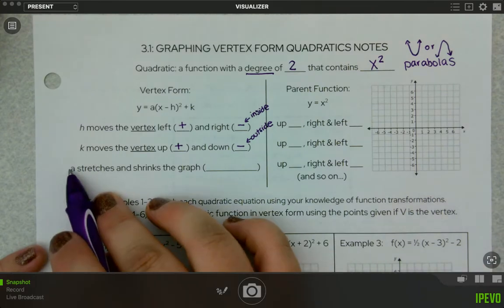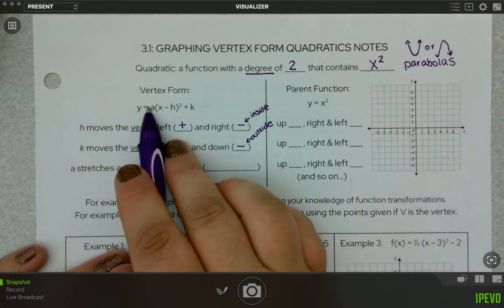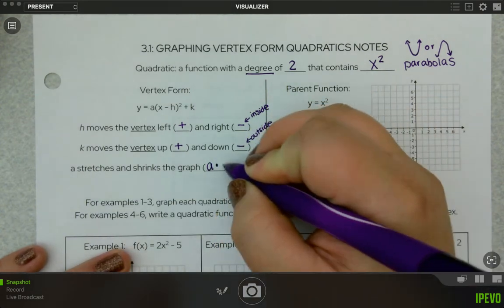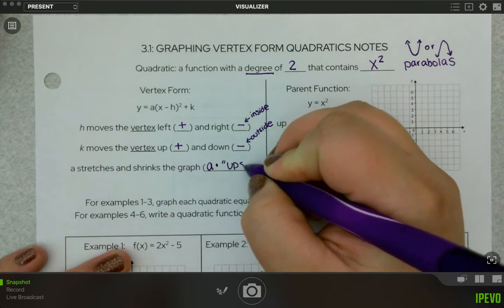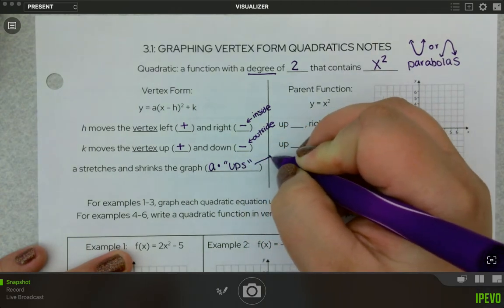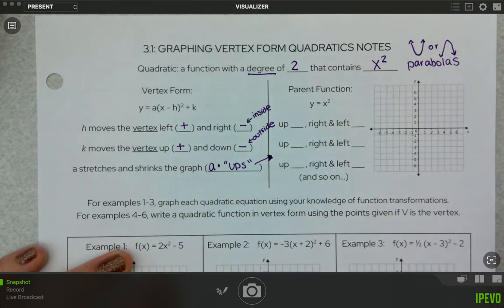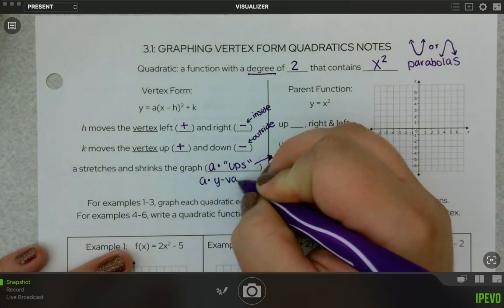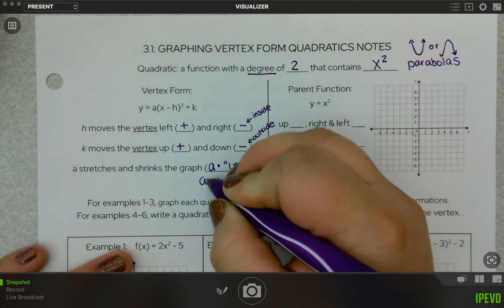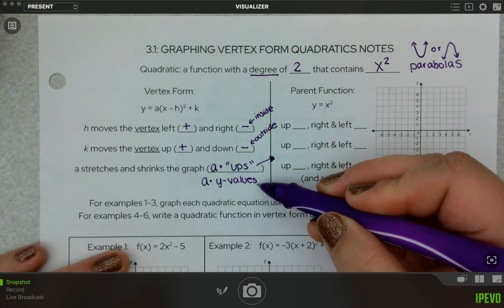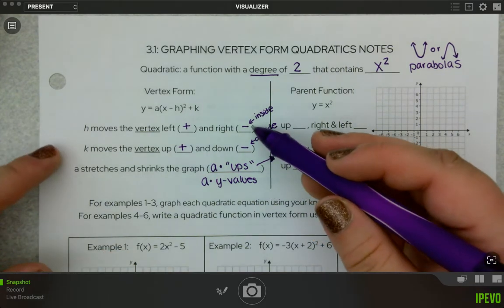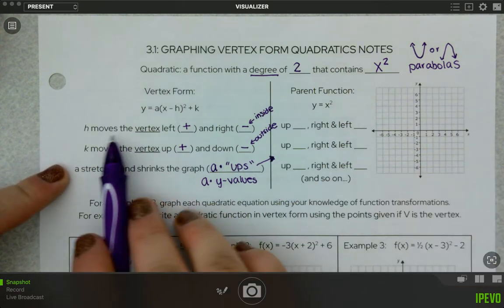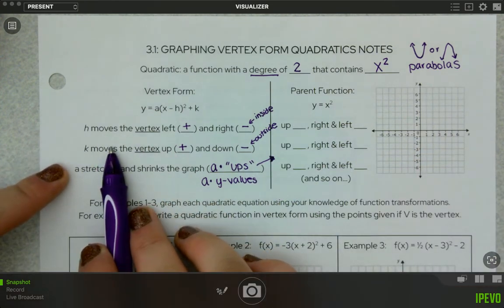And then the letter out front, this A, that stretches or shrinks the graph. And what you're going to do is multiply A times the up part of the patterns over here. So I'm going to call that the ups. Or you can do A times the y values. One hint I have for you is that if you're going to multiply by the y values, do that before you do these two things. Okay? This changes the shape of the graph. These two just move the vertex.